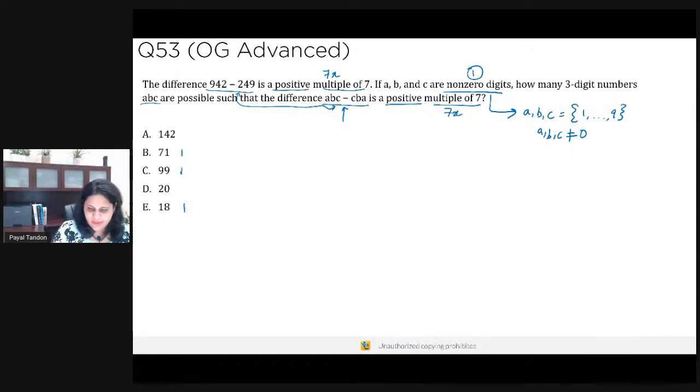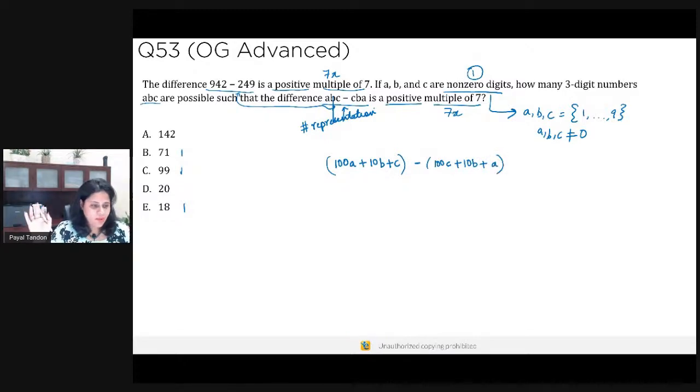The next thing that we have to do is ABC minus CBA. Now A, B, C are digits. This is where you need to apply your concept of number representation. How do you represent ABC as a number? 100A, if A is the digit, plus 10B plus C. So all this is number representation. Now minus CBA. What is it? It's 100C plus 10B plus A. Everyone okay with this? Asim says that he did up to here.